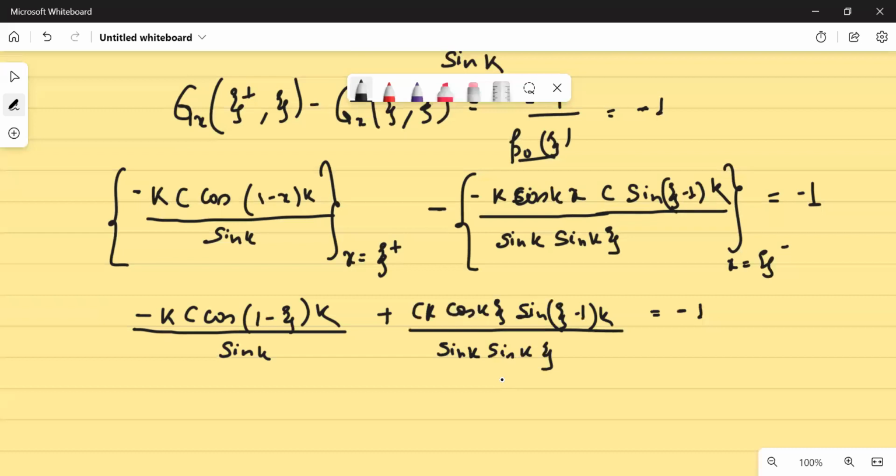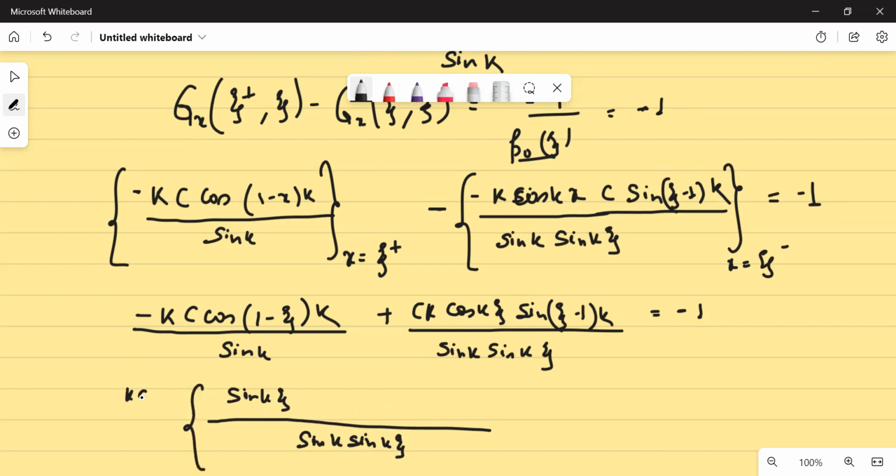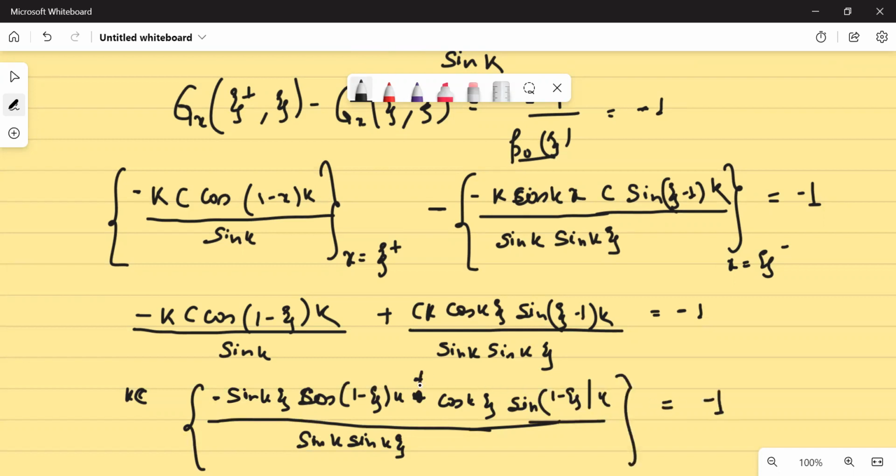Have I made some mistake? Just see if there is a mistake somewhere. So I should write the LCM to be sine k and sine k zeta. Like kc, you just take common out. So kc taken common out, it will be minus sine k zeta cos of 1 minus zeta k, and then plus cos k zeta, and if I write it again with minus, I'll take a negative common out again. So overall it will be negative, and this will be sine 1 minus zeta k. And this entire thing is equal to minus 1. So this minus becomes plus overall.